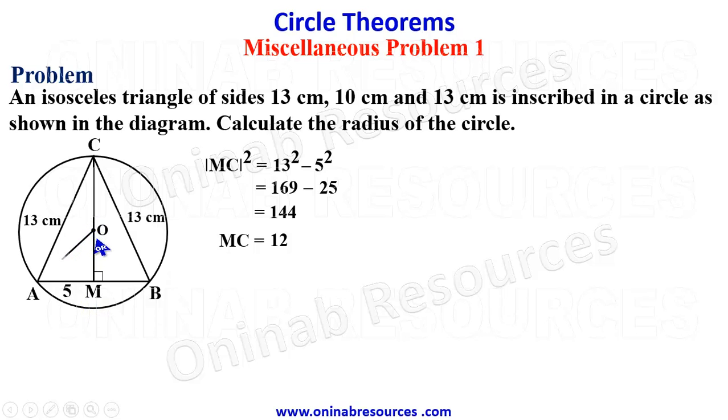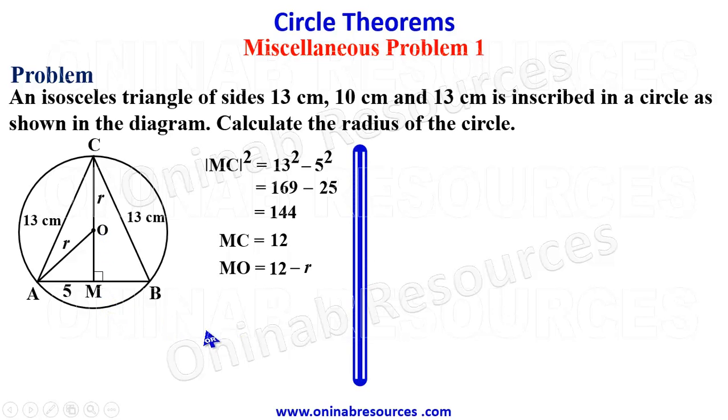We can then get our radius here. We call it R. Remember also, from the center of the circle to C is also the radius. So we have radius here, radius here. We can then calculate OM in terms of R. Since MC is 12 and OC is R, therefore MO will be 12 minus the radius. That's 12 minus R. That will give us the OM or MO.